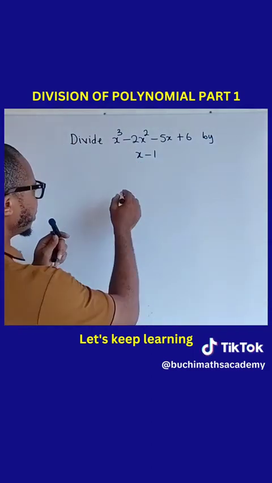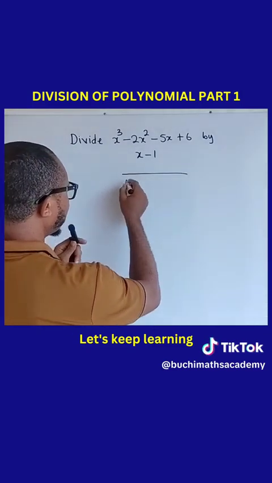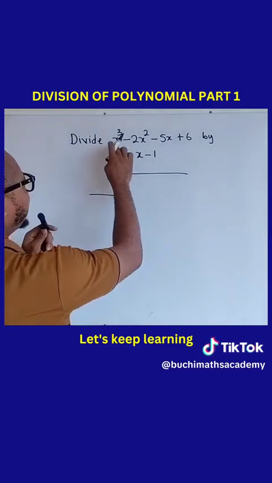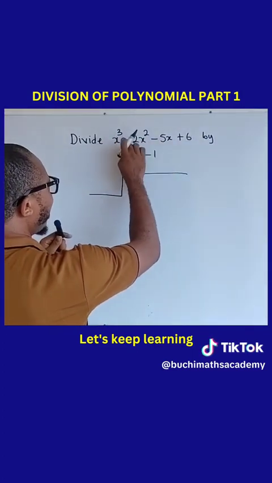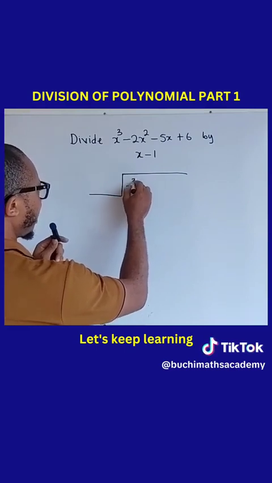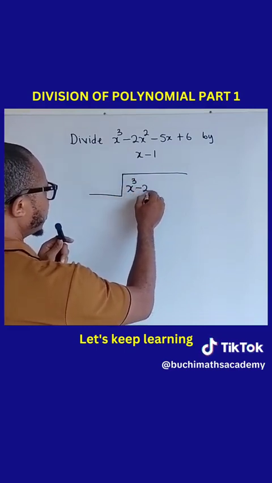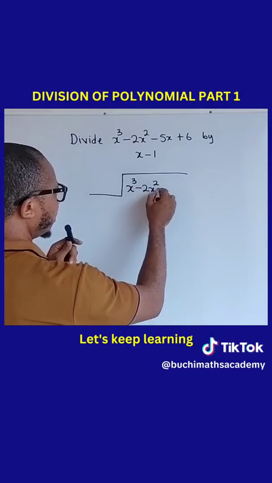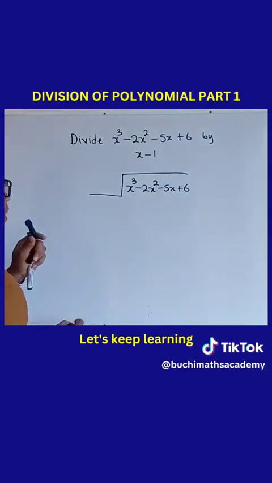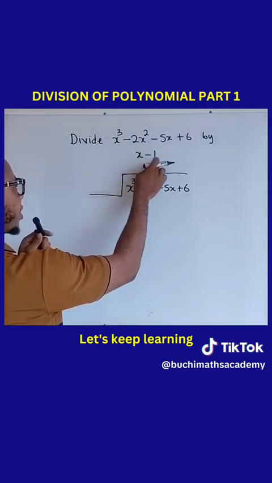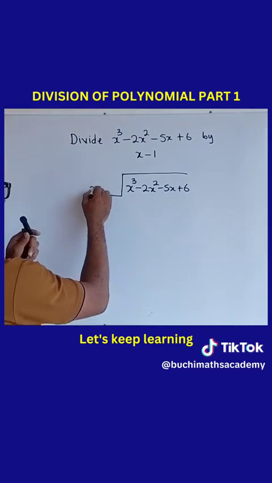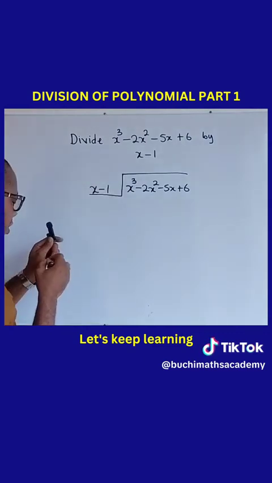So what we do is to draw our line, okay? Now, the polynomial which we are going to divide will be written inside this line. We have x raised to the power 3 minus 2x raised to the power 2 minus 5x plus 6, while the divisor, which is the term dividing the polynomial, will be written here, x minus 1, okay?